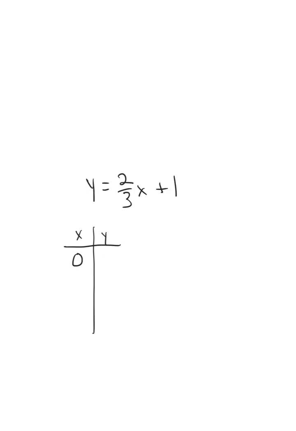Well, 0 is almost always a good choice because 2/3 times 0 is 0, and then 0 plus 1 would just be 1, right? Because 2/3 times 0 is 0.